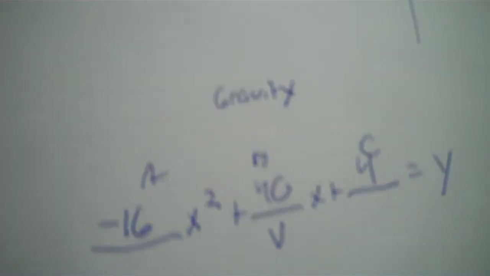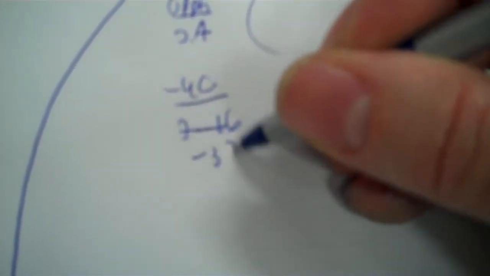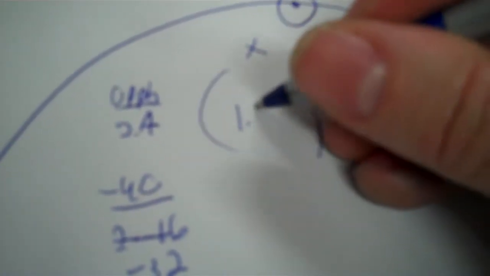All right, so the opposite of b is negative 40. Easy enough, don't need to FOIL here. 2 times negative 16 is negative 32, then we divide, we get 1.25. Now that's the seconds it took to get to the maximum height, okay? That's the seconds it took.